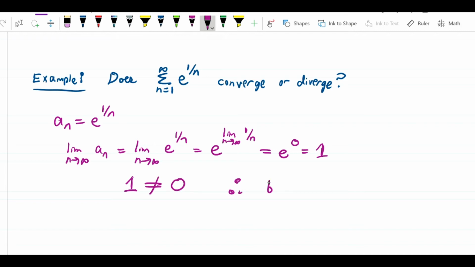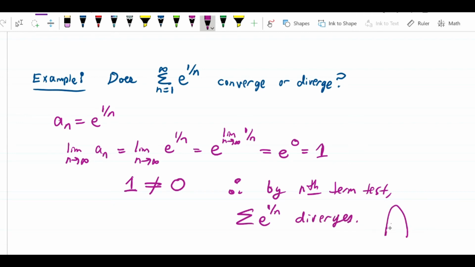Well, we can conclude that 1 is not equal to 0. Therefore, by the nth term test, the sum of e to the 1 over n diverges. And we've proven that, so we write our little end of proof symbol, and with the flourish we are done. Okay, so that's an example of a proof using the nth term test.